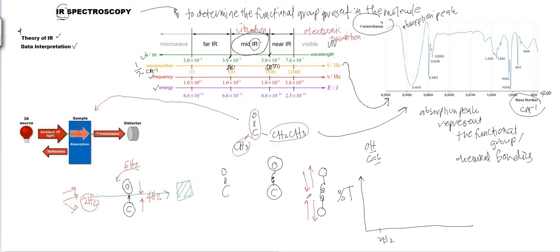Because it didn't match with its frequency. So for example, you just plot something like this, for example 100%, right? Sebab tu akan ada yang akan duduk dekat atas ni, something like here. So you know that at this moment there will be no absorption happening, so that means the light source just passes through the sample.